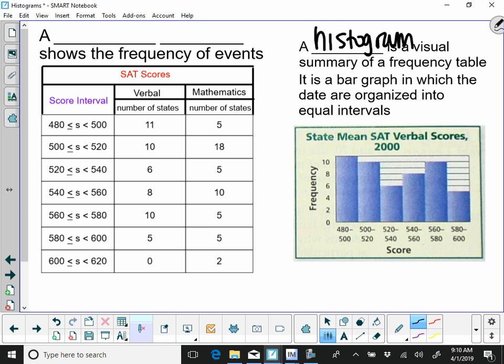All right, so basically it took this and it said, okay, 480 to 500, this is the verbal ones, sorry. So 480 to 500 was 11. And then 500 to 520 was 10. And then this was 6. And this was 8. And this is 10. And this is 5. Okay? So it just took that data and put it in a bar chart instead of a table.